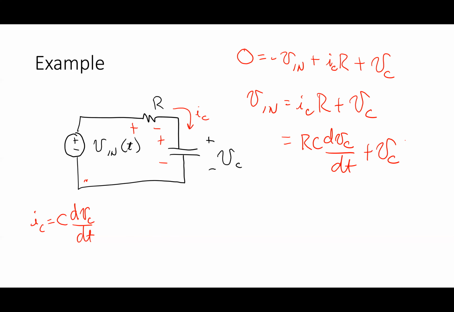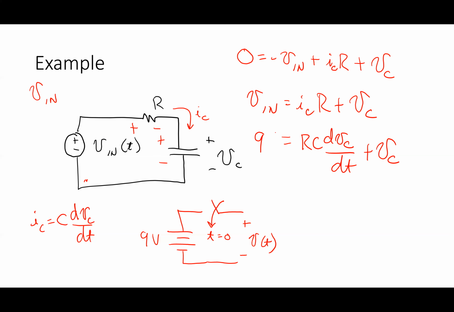Now, in this case, let's say my Vin of t was, so I want to think of it like this. I want to think of it as having a 9-volt battery and a switch that I close at t equal to 0. So let's say this is 9 volts like that. And this is my Vin of t. So the way you typically think about this is I have 9 equals that, like that.